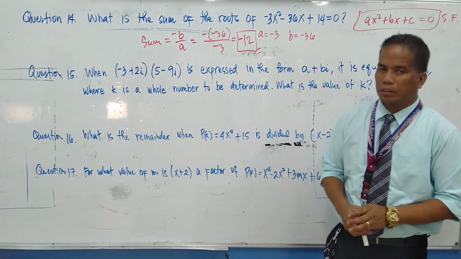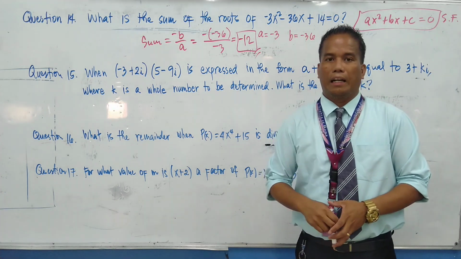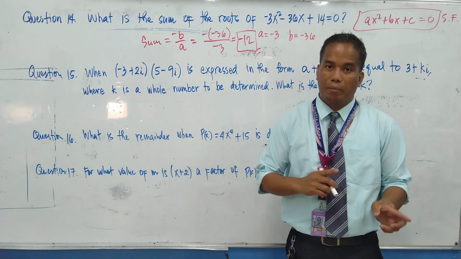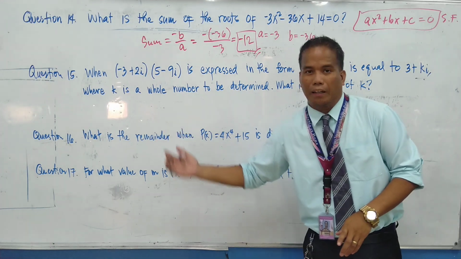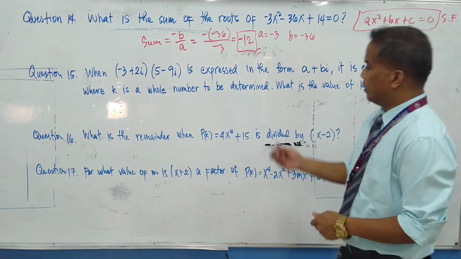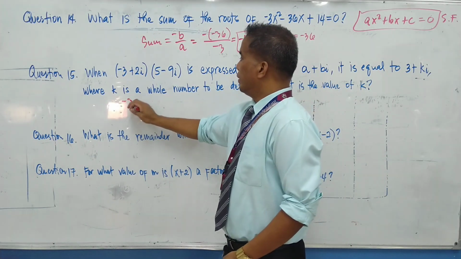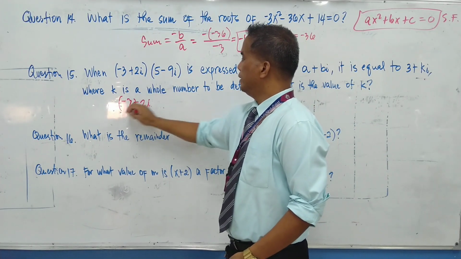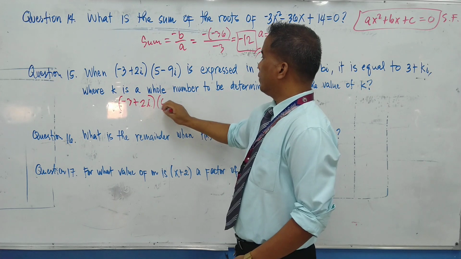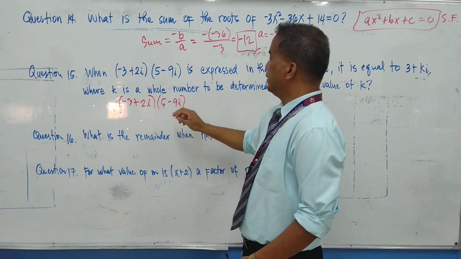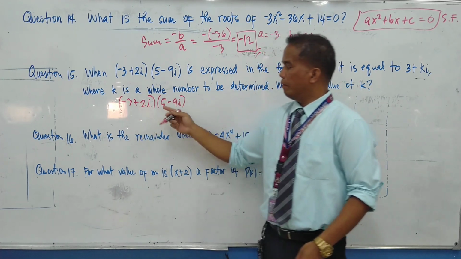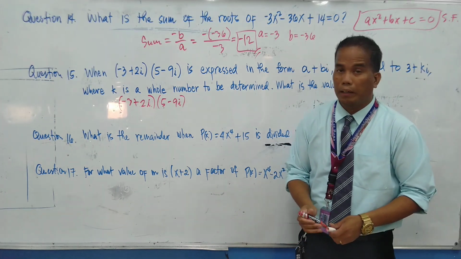Then to solve this, of course, you have an idea on how to multiply binomials. So you can apply it here, multiplying binomials. So let us show the solution. Negative 3 plus 2i times 5 minus 9i. So first multiply using distributive property.